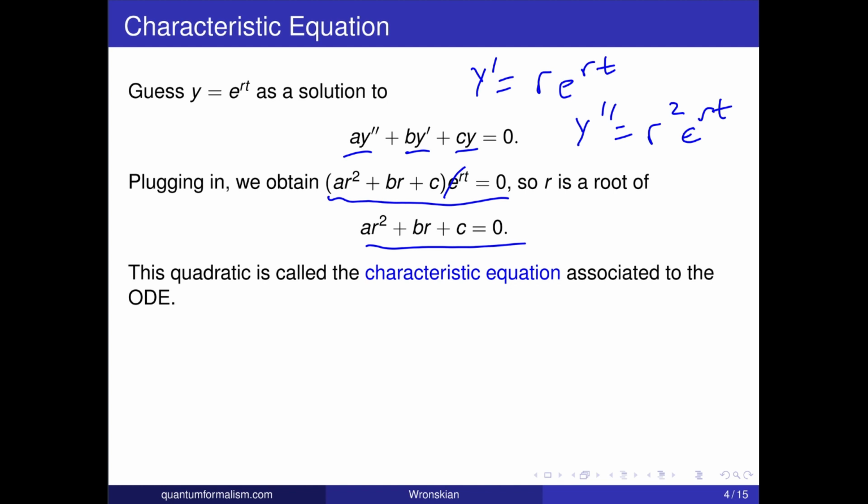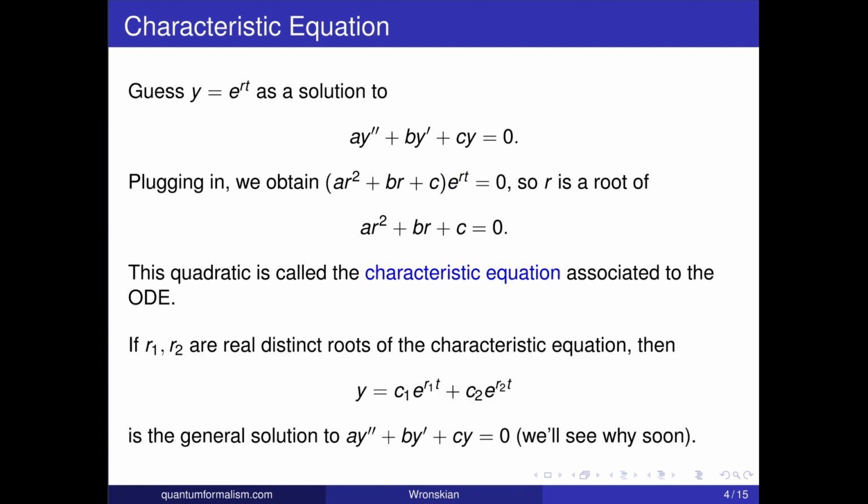All right. So here's a statement that's quite nice. If r1 and r2 are real distinct roots of this characteristic equation, so if you don't have complex roots and you don't have a repeated root, you'll be in this situation where r1 and r2 are real distinct roots. And then I claim that this expression y equals c1 e to the r1t plus c2 e to the r2t is the general solution to this differential equation, a second order linear homogeneous equation with constant coefficients.